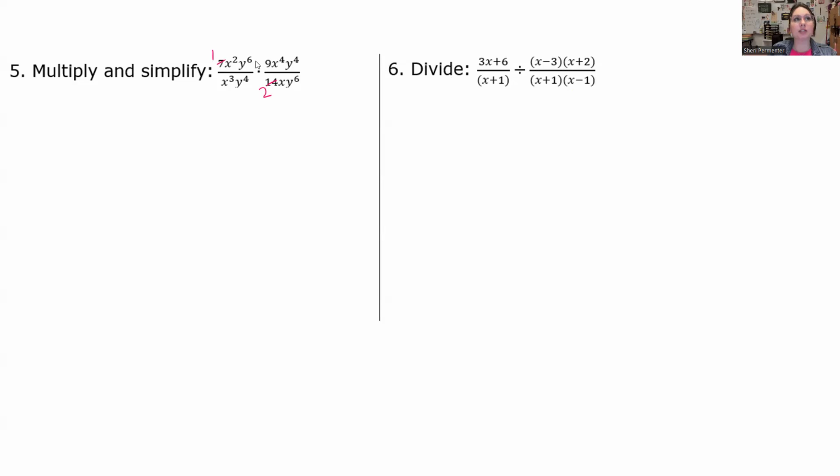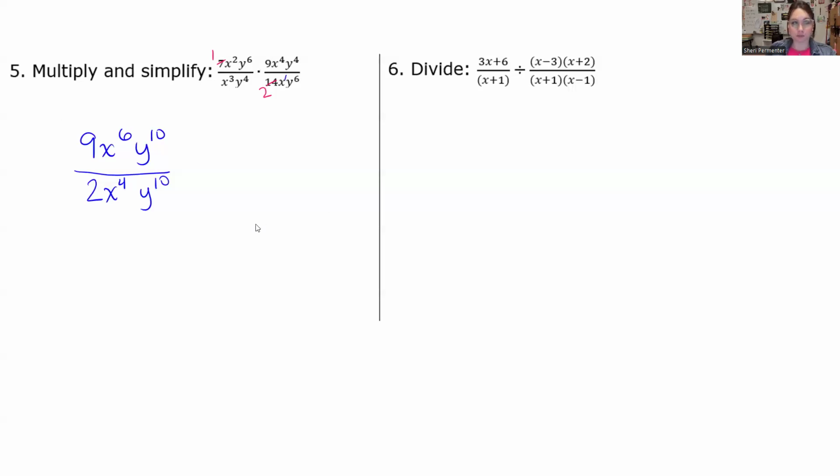And then from here, I'm going to multiply straight across. When you multiply across, you add the exponents. So for the x's, I have 2 and 4, so I'm going to write 6. So 1 times 9 is 9. X, 4 and 2 make 6. And for the y, 4 and 6 make 10. For my denominator, I have 2. For the x's, I have 3 and 1, so that makes 4. And for the y's, 4 and 6 make 10.